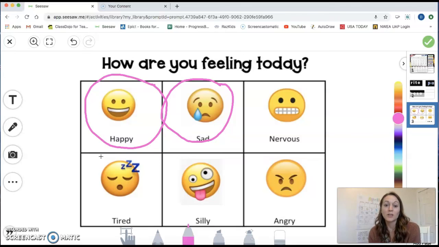All right, so if you have any questions about this activity, please let me know, and I'd love to answer them for you. And don't forget, when you're all finished, you have to hit that green check button on the top right corner so I can see your work. Have fun with this first grade activity.